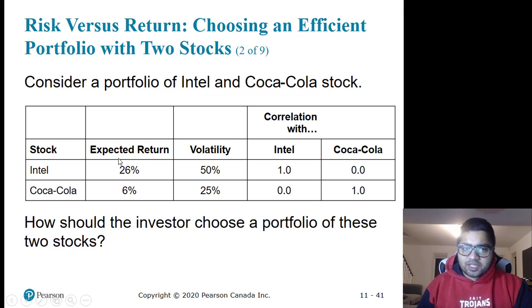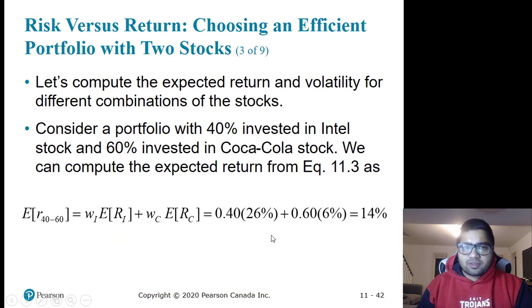So Intel: expected return, volatility, and correlations are given. Coke: expected return, volatility, and correlations. Now, a point to note: Intel and Coke are in very different businesses, so they are taking the correlation as 0. So how should the investor choose a portfolio of these stocks?